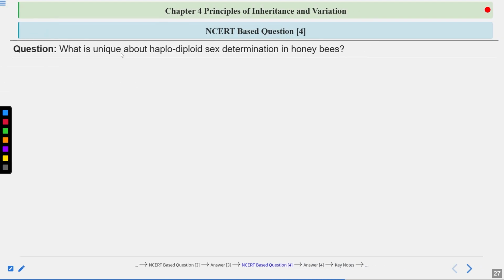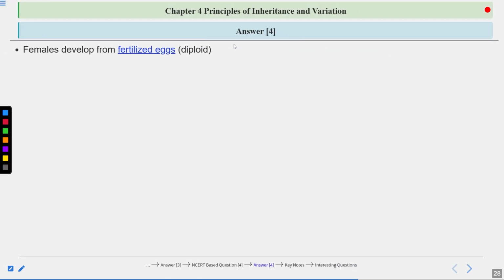Next question, what is unique about haplodiploid sex determination in honeybees? So what will be the correct answer here? Now what happens in the haplodiploid system? Females are diploid because they develop from the fertilized egg. They have 32 chromosomes. Males develop from the unfertilized egg, so they develop parthenogenetically. So they are haploid. They consist of 16 chromosomes.